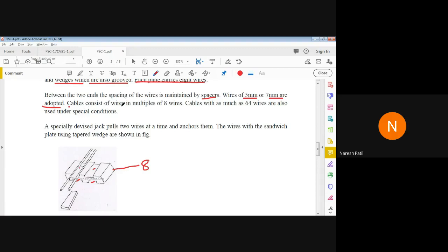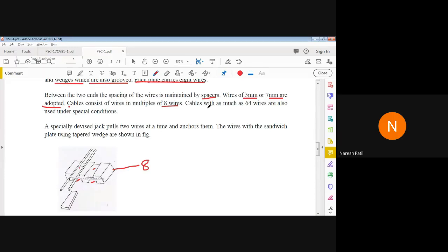Cable consists of wires in multiples of 8. Now, one wire has a diameter of 5 mm to 7 mm, and one cable consists of what? Multiples of 8 wires. Do you understand? One cable will have 8 wires, or 16 if not 8. Multiple of 8. Okay.